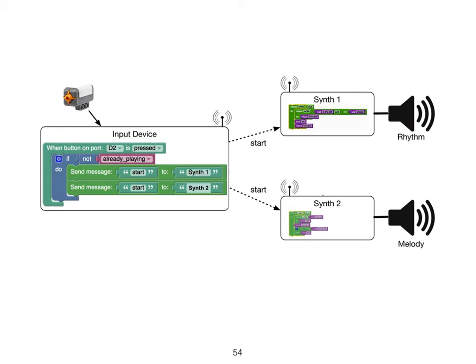This is an example of what the technical structure of a musical project involving 3 devices can be like. In this case, we have a device with a button sending messages to 2 synthesizer devices to start the rhythm and melody elements of a song.